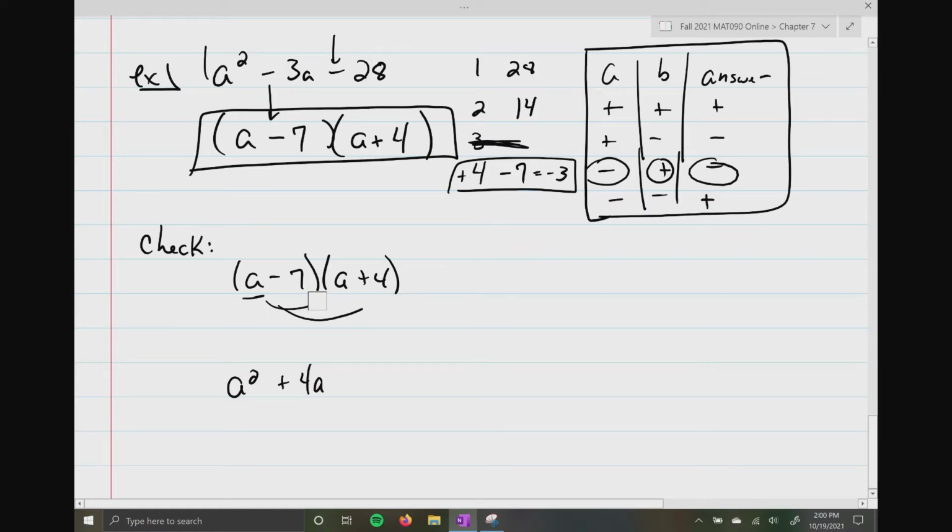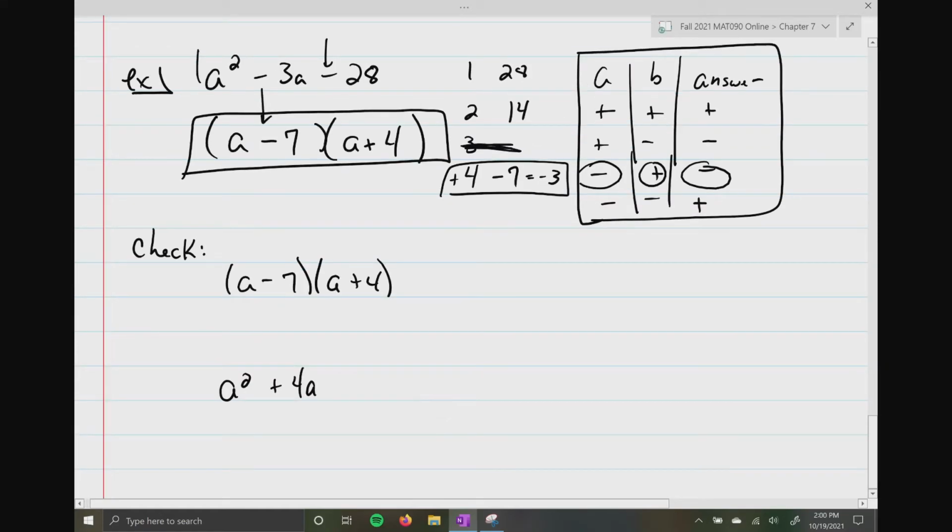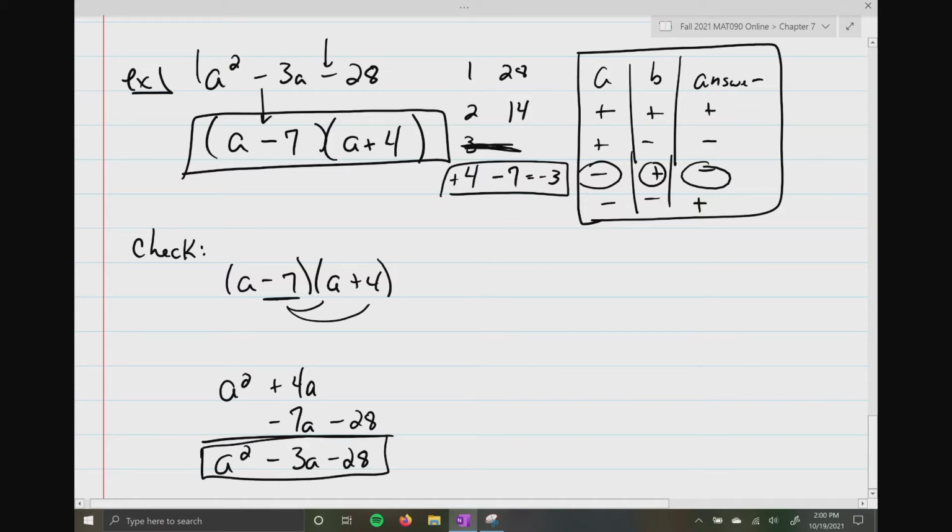Negative 7 times A is negative 7A. Negative 7 times positive 4 is going to be negative 28. And when I combine everything, I get A squared minus 3A minus 28, which is the original problem. Okay? So you can always check yourself just by multiplying.